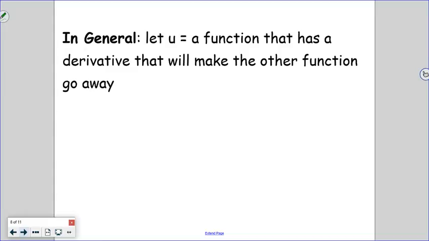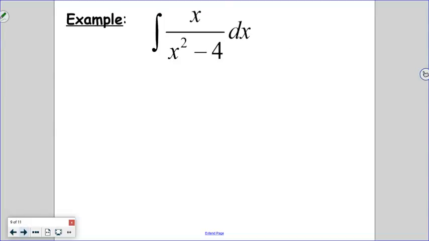Other places that I would look for a u option would be insides of functions. Doesn't always work. Denominators of fractions. Again, doesn't always work. But those would be places that I would start looking to see if that would be a good option for you. Okay. So let's look at another one.